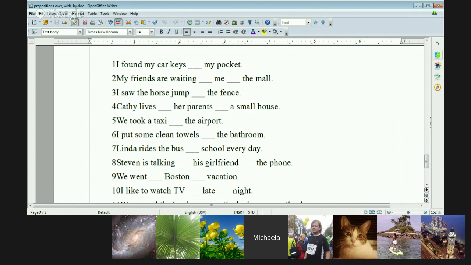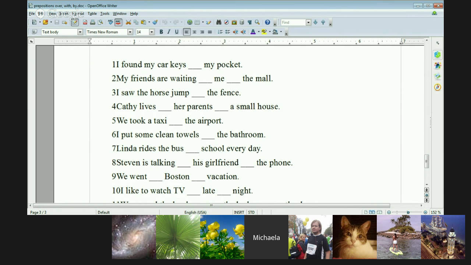Zach, number 2. My friends are waiting for me in the mall. Could be in the mall. That's one possibility. There's one other possibility that I think is frequently used there. Can you think of the other one too? At the mall, inside the mall. Yeah, we have other possibilities, but I think at the mall is also another really common one, kind of a general locational preposition. Thanks, Zach.